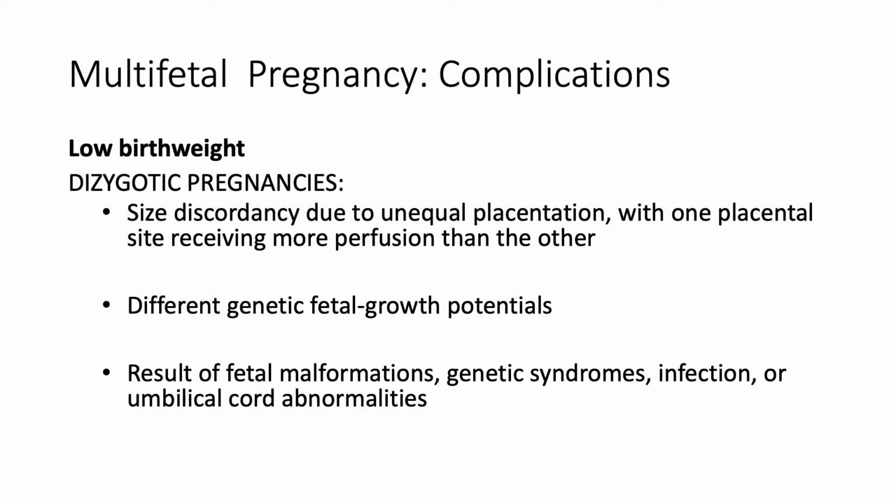In dizygotic pregnancies, marked size discordancy usually results from unequal placentation, with one placental site receiving more perfusion than the other. Size differences may also reflect different genetic fetal growth potentials and can also result from fetal malformations, genetic syndromes, infection, or umbilical cord abnormalities like velamentous insertion, marginal insertion, or vasa previa.